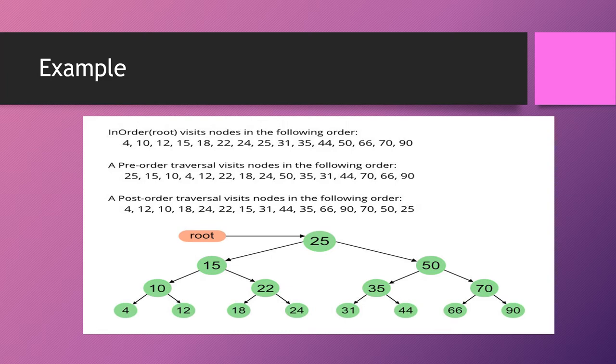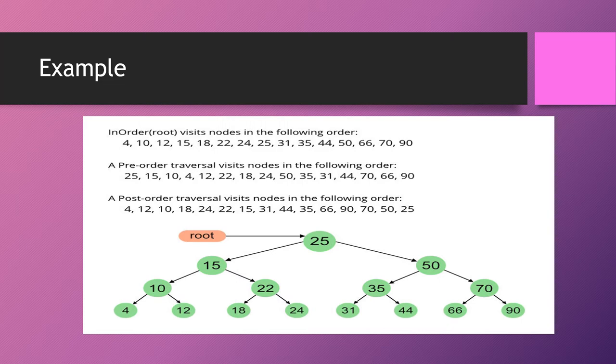As in-order follows, first the left node, next the root node, and after that the right node. It visits from the bottom of the binary search tree. Here 4 is the last left node, so it visits 4 first, after that the root node. For 4, 10 is the root node, after that the right node. Here 12 is the right node.